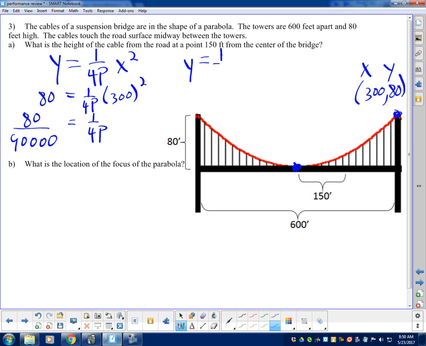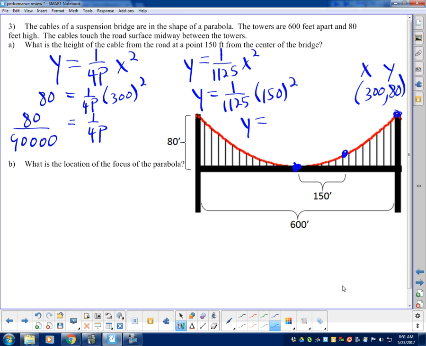So this is 1 over 1,125 x squared. Perfect. So now I'm going to use that mathematical model to find the height when I'm 150 units out from the origin. So y equals 1 over 1125 times 150 squared.